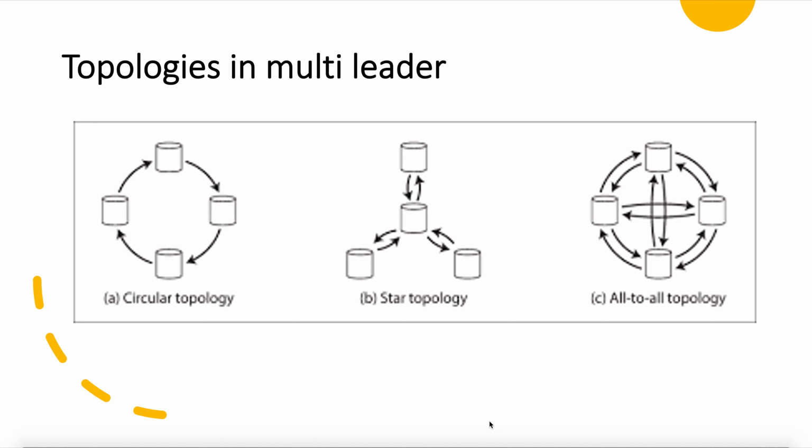But the problem with circular and star topology can be that if just one node fails, it can interrupt the flow of replication messages between other nodes, causing them to be unable to communicate until the node is fixed. So, the topology can be reconfigured, of course, but it can require manual intervention. In all-to-all topologies, where each node can communicate with every other node, this single point of failure can be avoided. But all-to-all topologies have other issues, like some network links may be faster than the others.